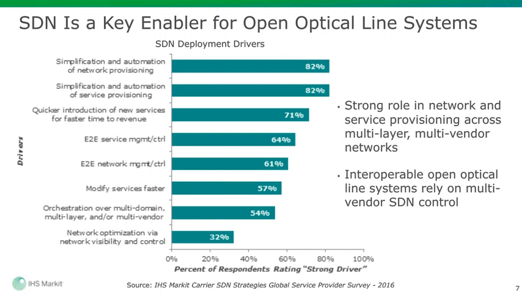Top one, simplification and automation of network provisioning and service provisioning, quicker introduction of new services, and end-to-end service management and network management. And if you look at these as key functions, those are also some of the key elements that are going to be required as we move towards open optical line systems. So strong role in the network, from a service provisioning perspective, and again, enabling interoperability between different elements at different layers and between different vendors.